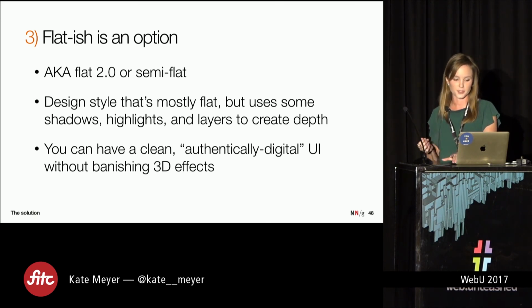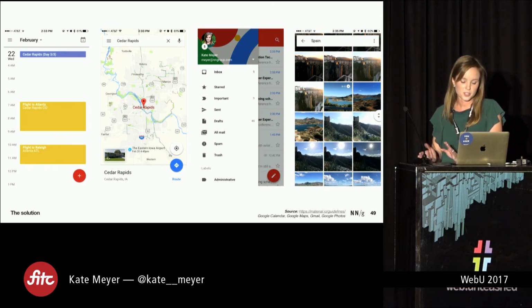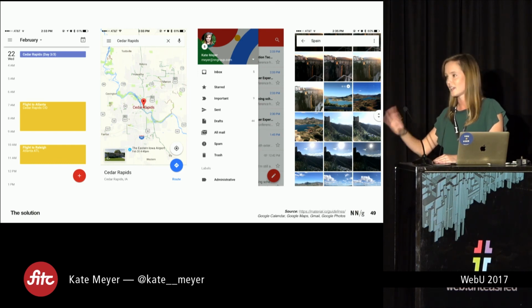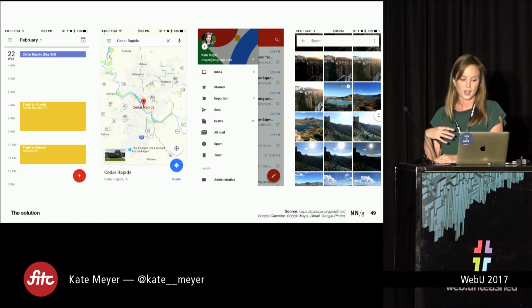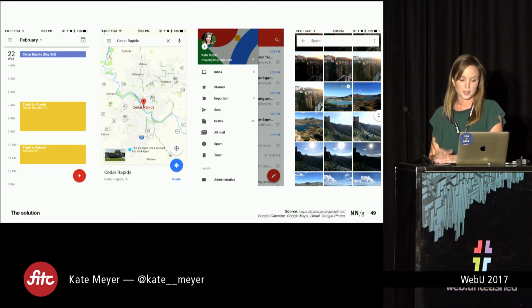We want to have a nice, happy medium between these options. Google's material design language is a good example of flat-ish, or flat 2.0 if you want to call it that. These are just some examples of material design in its mobile apps. Material design has its own fair share of issues. Those shadows aren't always used in really meaningful ways, which is problematic. But I do like that they try to define these different layers. They try to add in a little bit of that depth while still retaining the aesthetics of flat design.